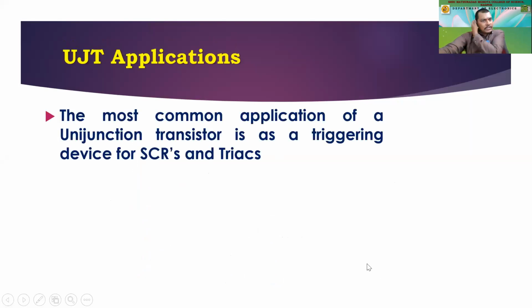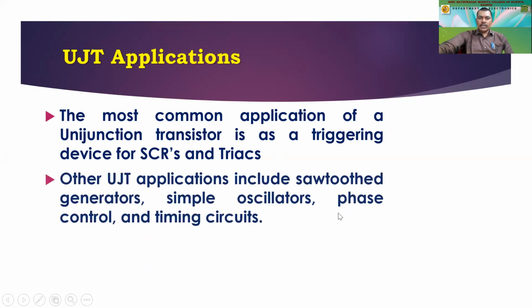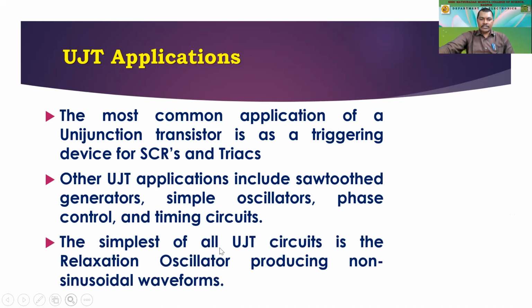There are some common applications of UJT. The most common application of the unijunction transistor is as a triggering device for SCRs and triacs. Now, these are some of the circuits that we are already using at our homes. Yesterday also, we have told. The other UJT applications include sawtooth generators, simple oscillators, phase control, and timing circuits. Now there is one more important application of that, that is called the relaxation oscillator. So we have that in our syllabus.